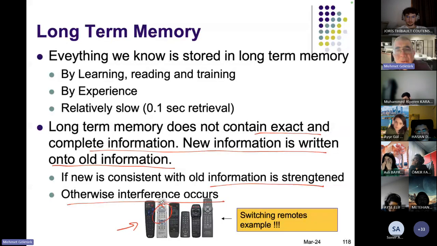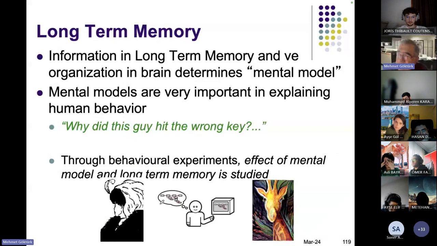So how to understand long-term memory? Information in long-term memory and the organization of it in the brain determines the mental model. Mental model is the keyword.